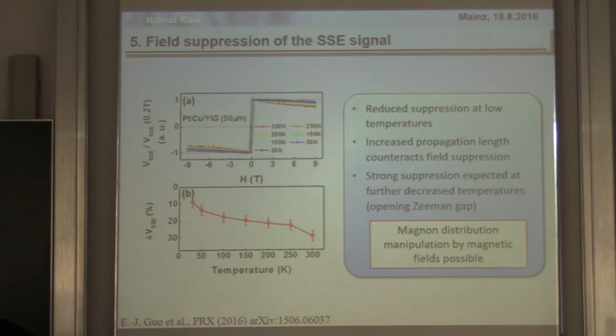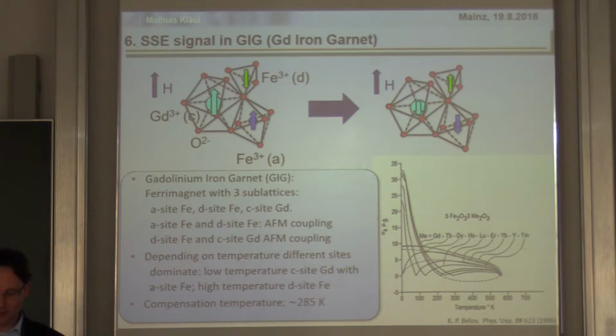Now let's go from YIG, which is a relatively simple material because it just has two sublattices, to the next more complex material, which is gadolinium iron garnet. In gadolinium iron garnet, we now have three sublattices. You've got two iron sublattices and the gadolinium, which also has a spin moment. So we have the A side iron, the D side iron, and the C side gadolinium.